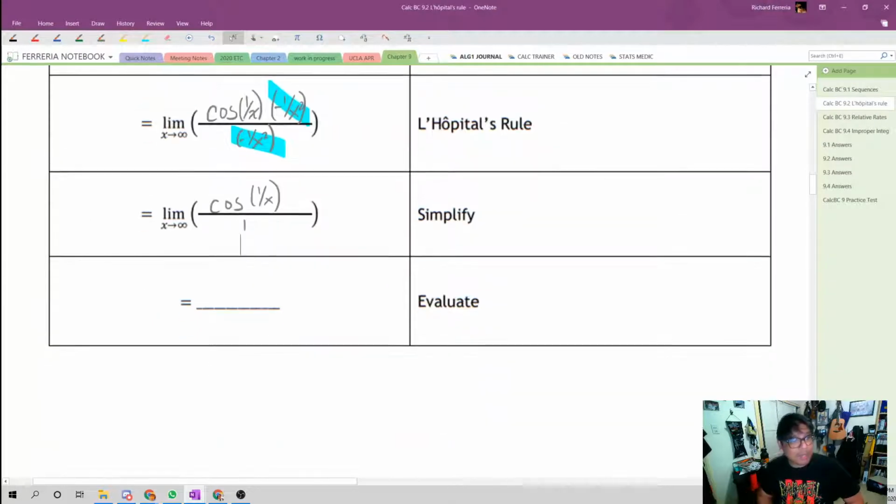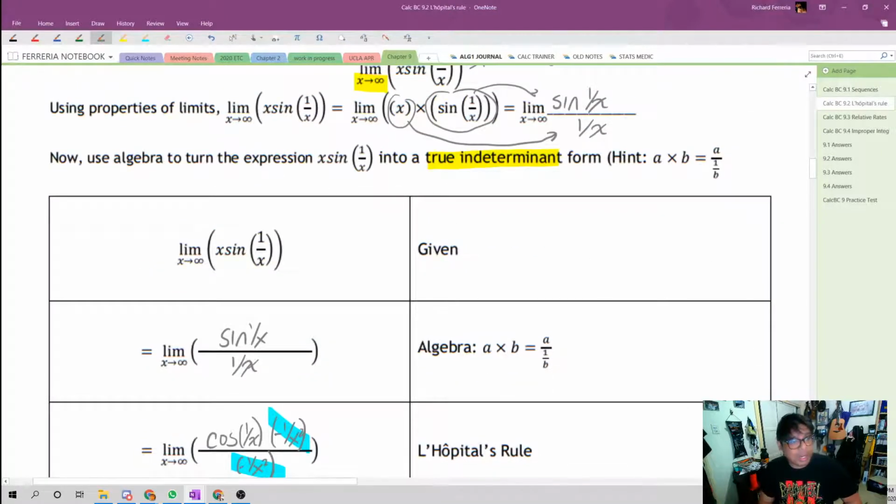And now we can evaluate. As x goes to infinity, 1 over x goes to 0. So in my head, what I'm doing is the cosine of the limit as x approaches infinity of 1 over x. That's equal to the cosine of 0, and the cosine of 0 is just 1. So if you take a look back at where we started, this equals 1. L'Hopital's rule.